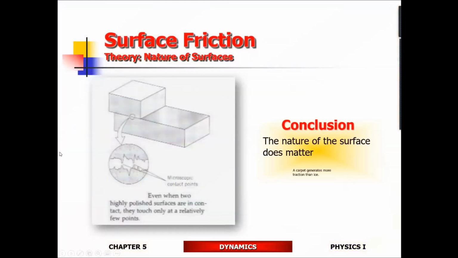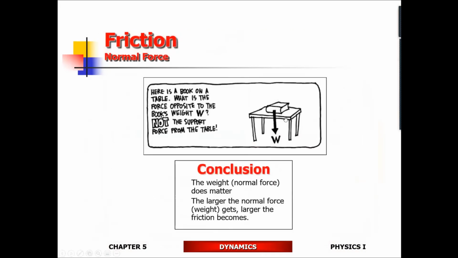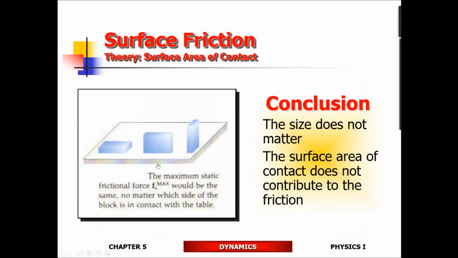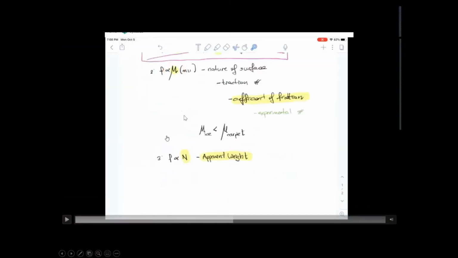Nature of surface is going to matter. Carpet still is going to generate more friction than ice. We got that. Different surfaces will give you different amounts of friction or traction. This is known as a coefficient of friction. This is your traction number. All right, so these numbers tell you about how much traction you will get from a surface. Weight does matter. The heavier objects will experience more friction. The size is not going to matter. All right, so the surface area contact is not going to be a contributing factor.